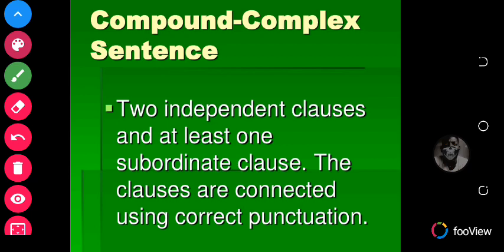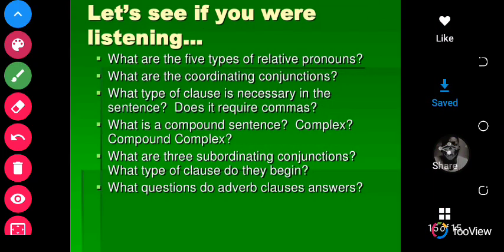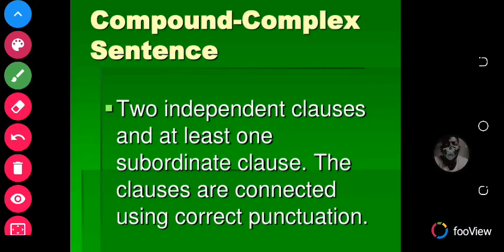So compound-complex sentences usually consist of two independent clauses and at least one subordinate clause. The clauses are connected using correct punctuation. For example, you can have a very long sentence with two independent clauses and one subordinate clause. I've given you some assignments where you'll be able to identify adjectival clauses and adverbial clauses.